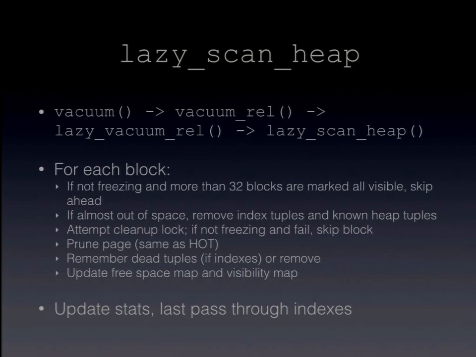So it remembers the dead tuples, it updates the free space and the visibility map, and that's basically the end of the for each block loop. Once it's processed the entire heap relation, it will update statistics, and it does the final pass through the index, hopefully the only pass through the indexes.